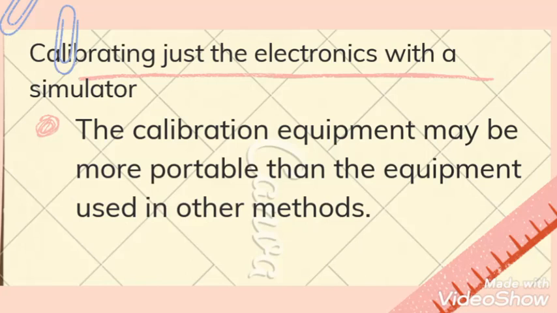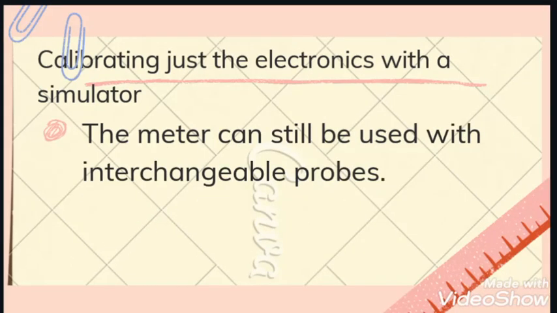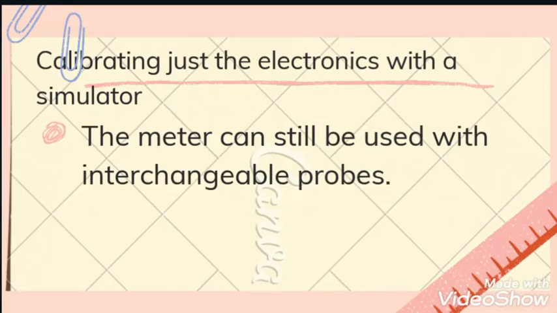The calibration equipment may be more portable than the equipment used in other methods. This is portable because we just have a calibrator and we will simulate the transmitter. The meter can still be used with an interchangeable probe. We can use a meter in series to measure the milliamps. So this is the method of just calibrating our electronics with the simulator, and we are not using our sensor.